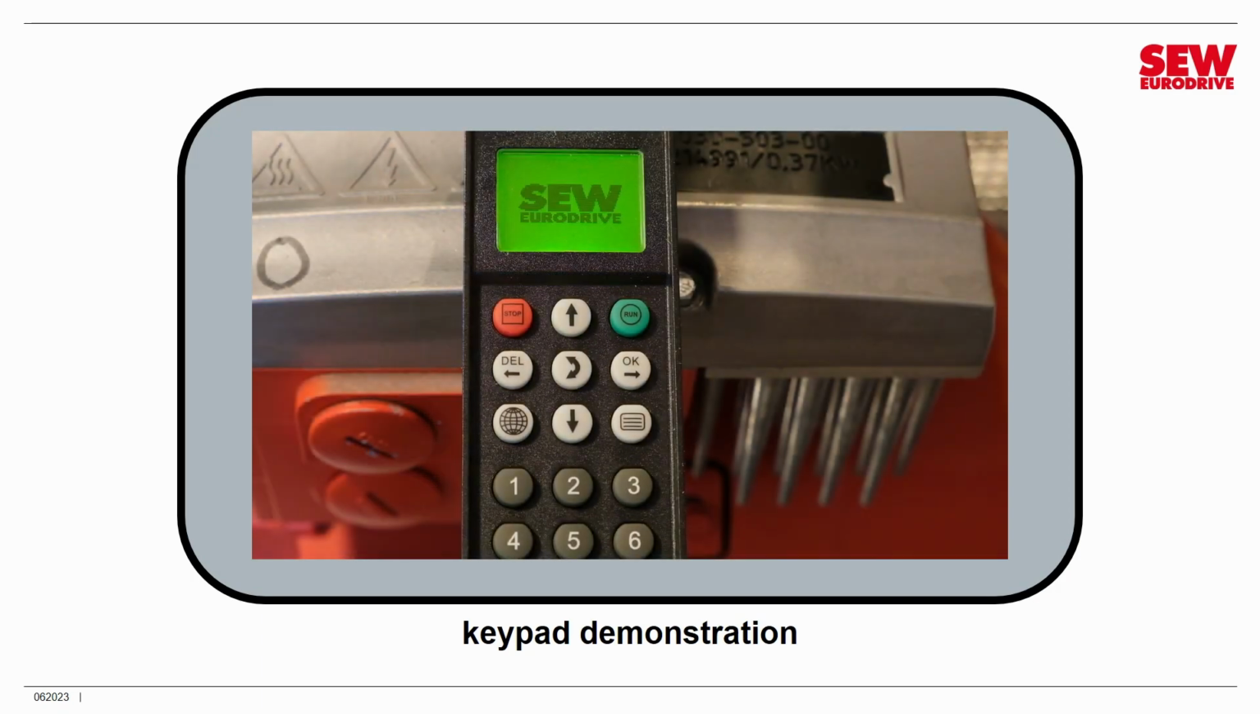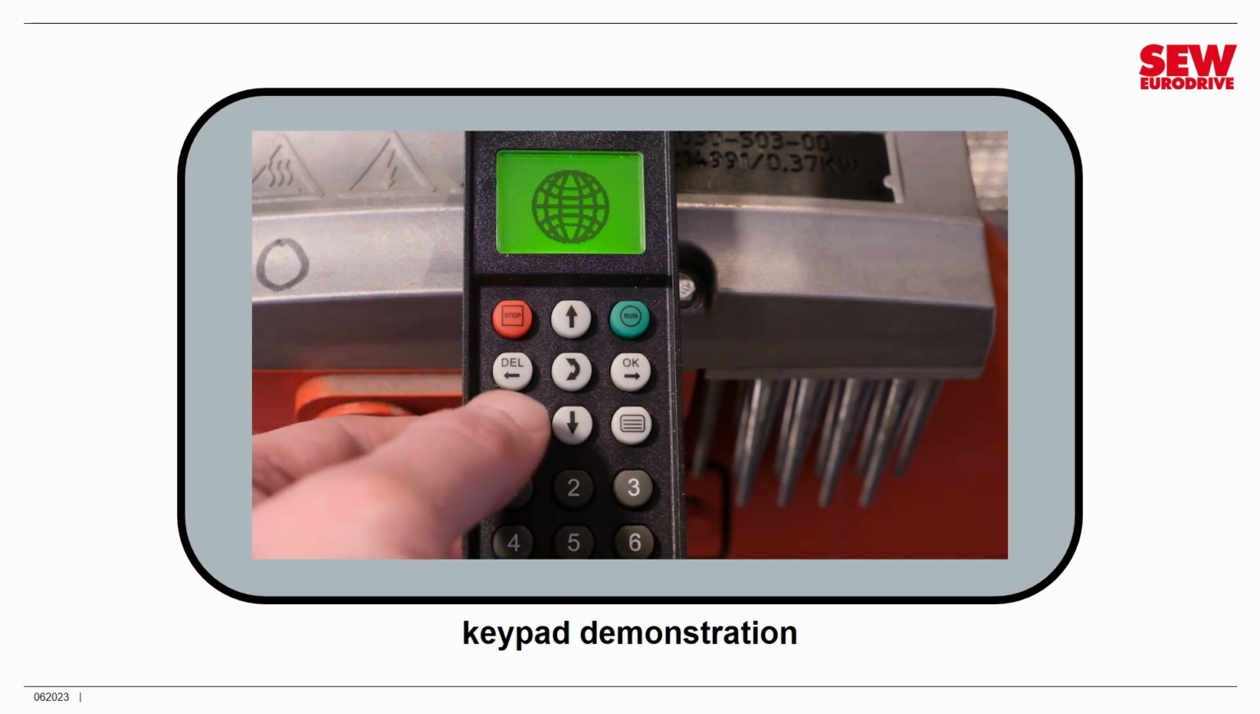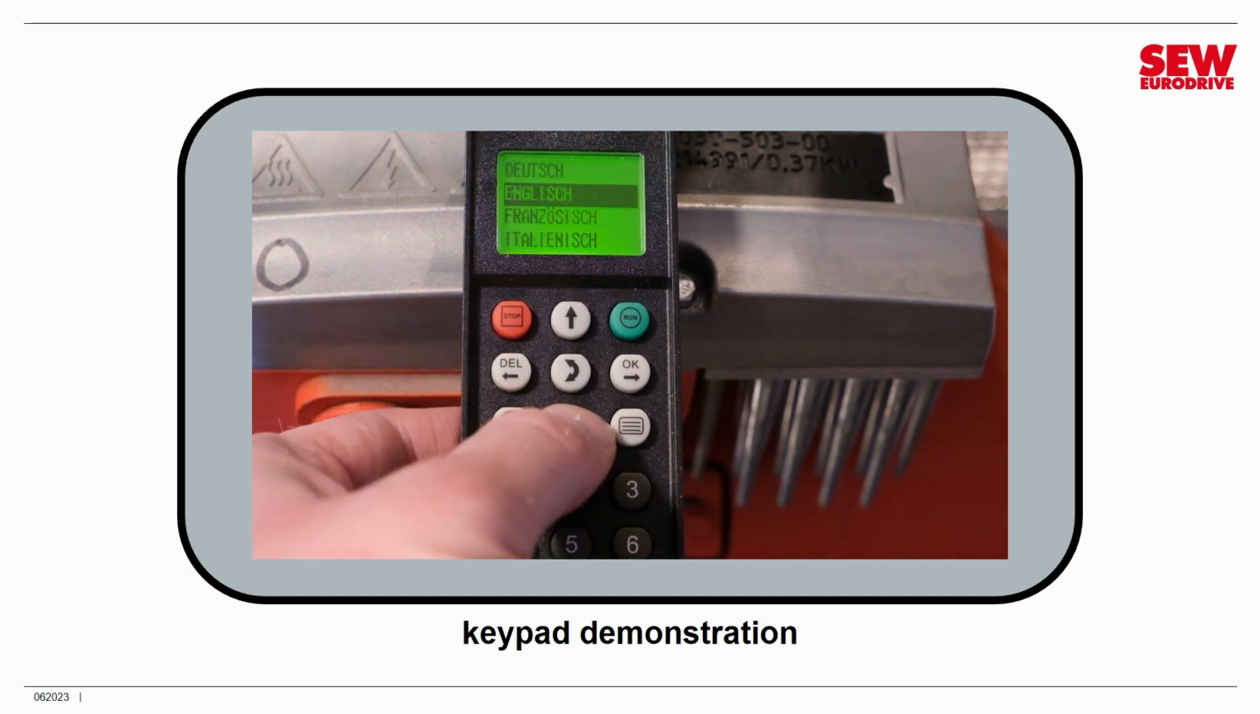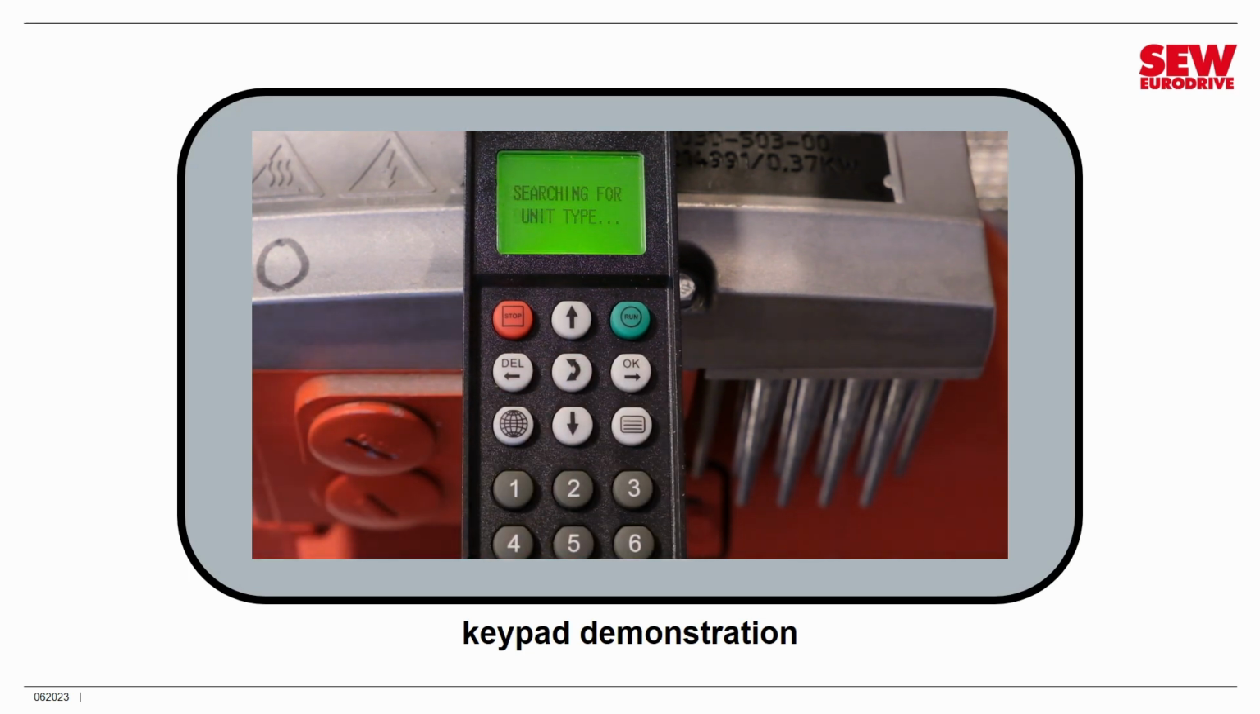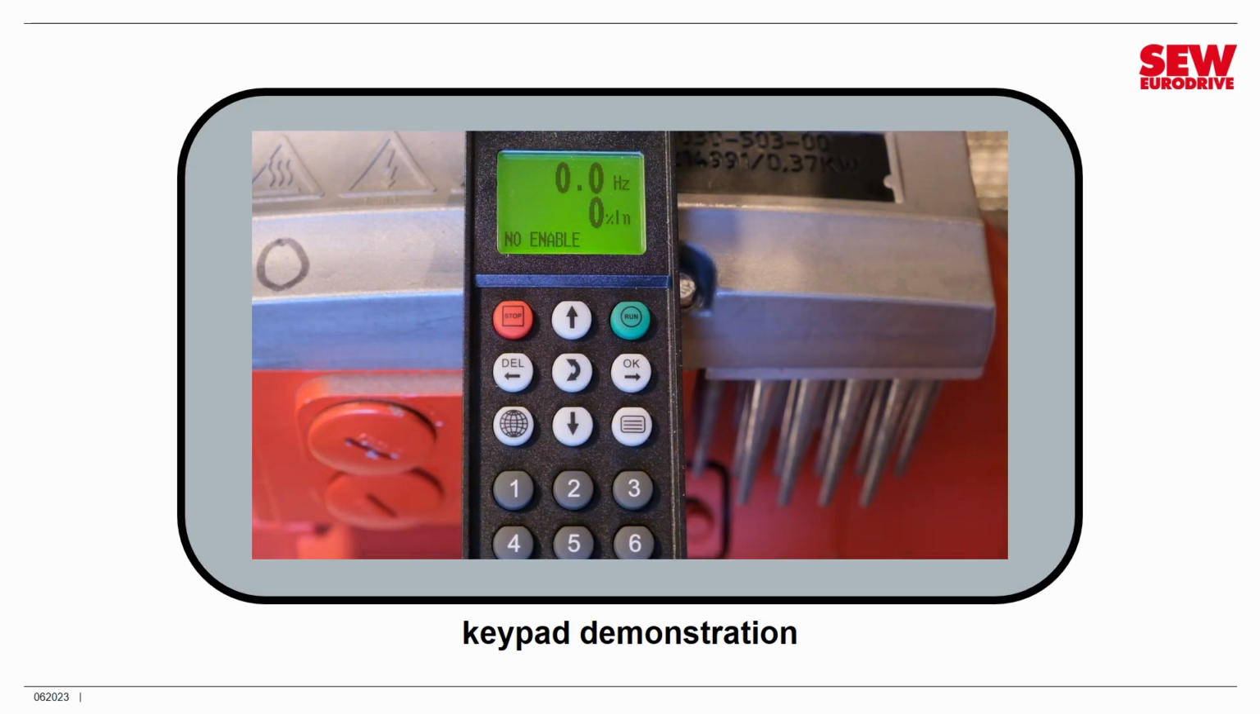All right, my keypad's connected and I've just powered up the MOVIMOT, and this is a brand new one, so it wants to know my language. I press the globe button and navigate to English and then press the OK button. And you can see it's connected and identified my MOVIMOT. And it's going to now go on to what's called the basic screen, which is sort of a status screen. You can see the MOVIMOT isn't running.